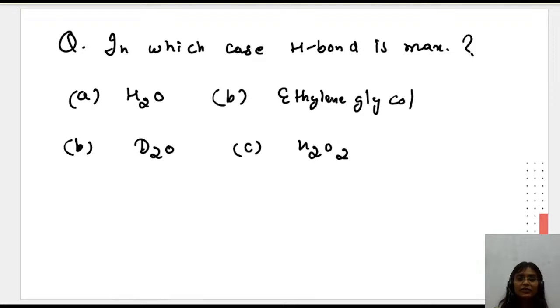It's not like this is a question only for hydrogen bonding or alcohol. So alcohol is definitely the answer, okay? So in which case are we having maximum hydrogen bonding? D2, okay, Darshana.